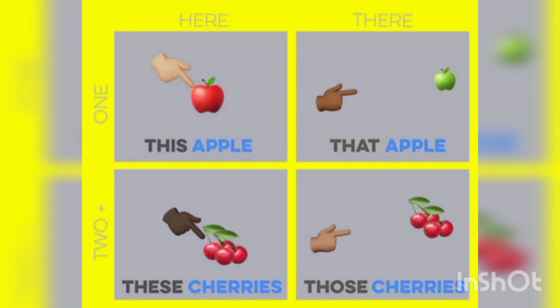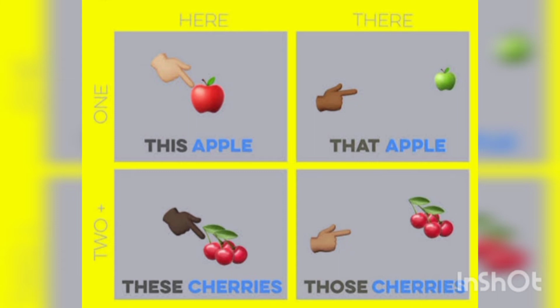Next we have demonstratives or demonstrative determiners. There are four demonstrative determiners: this, that, these, and those. These and those are used for plural nouns. This and that are not used for plural nouns or uncountable nouns. What is the purpose of demonstratives or demonstrative determiners? They point out nouns.